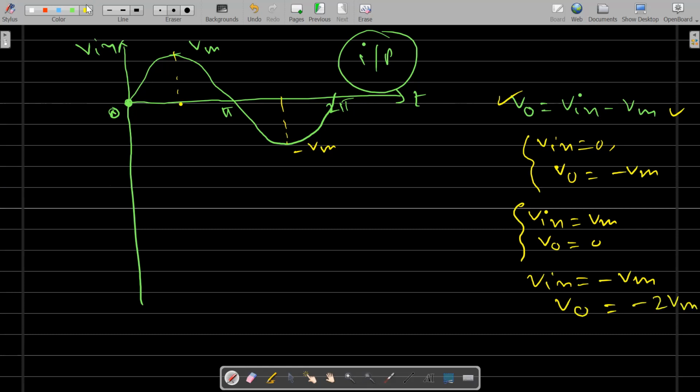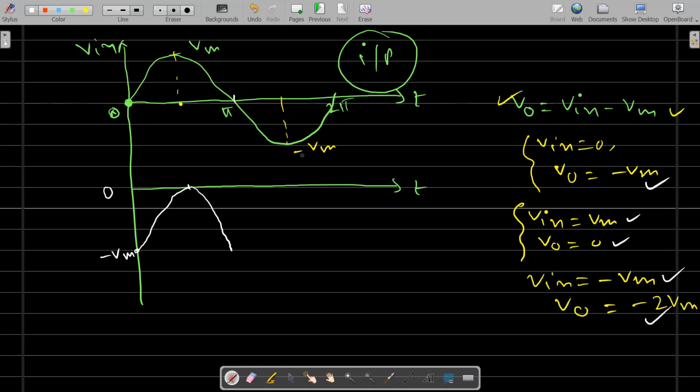So let's plot the graph of the output. When V in is 0, V0 equals minus Vm. This is the 0 axis. When V in equals Vm, V0 is 0, that means here at this point, so it will touch like this. And again when V in is 0, V0 equals minus Vm. And when V in equals minus Vm, V0 equals minus 2 Vm. That means at this point the output will be minus 2 Vm.